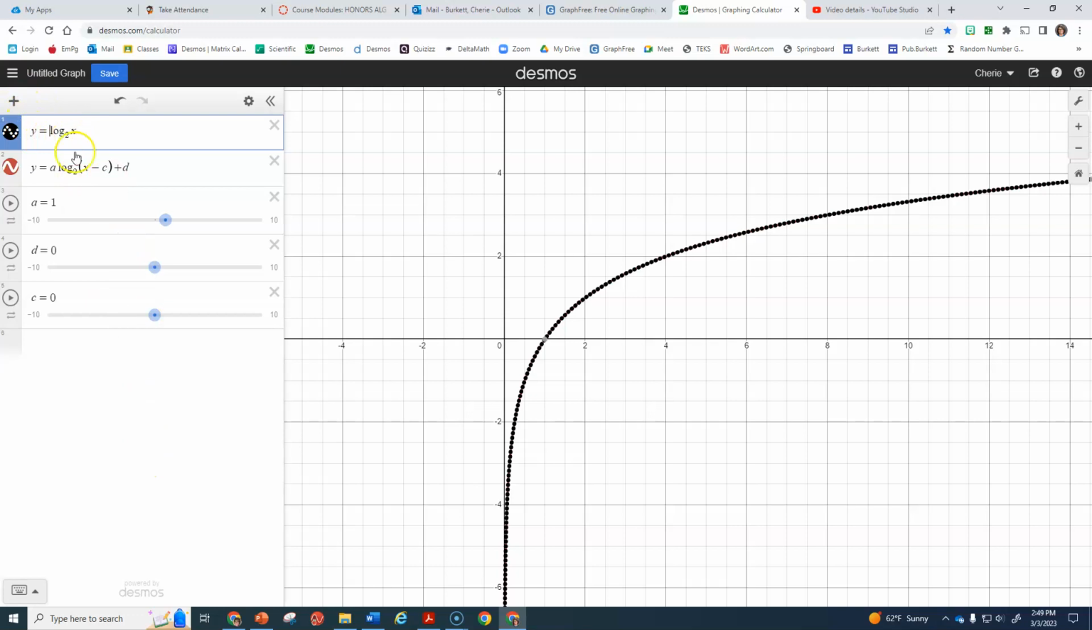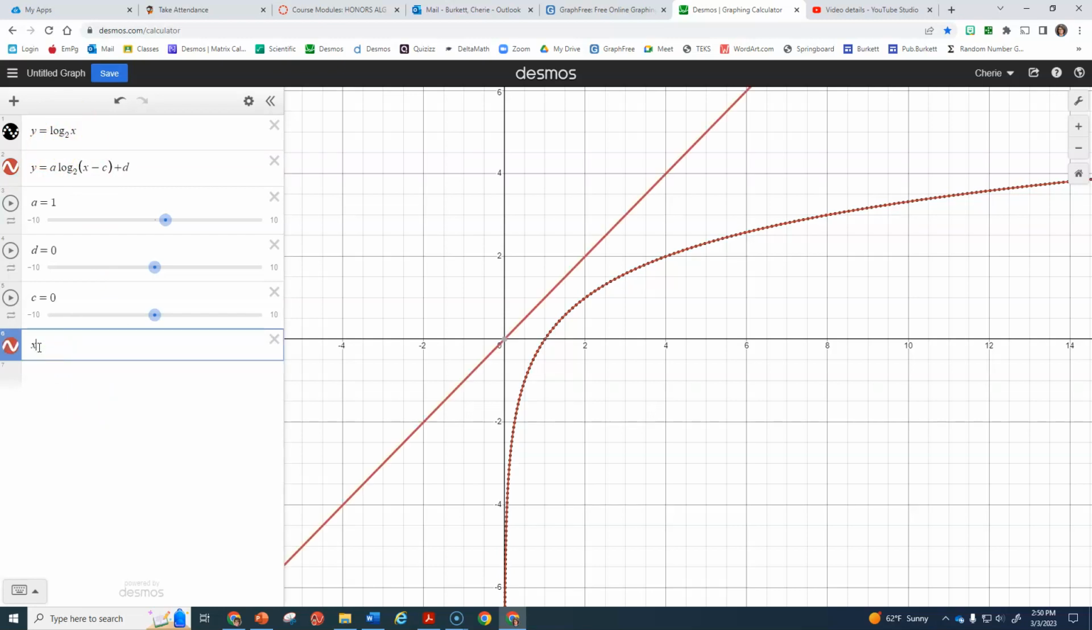The log base 2 of X has an A value of 1, a D value of 0, and a C value of 0. Okay, so I'm going to go now to the red graph, and let's do C. Since C is such an important one, I want to show you C. I guess I should also graph the asymptote. The asymptote is X equals C. There we go. It's X equals C.